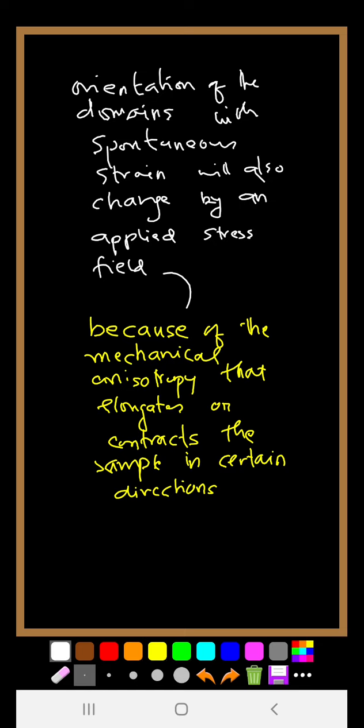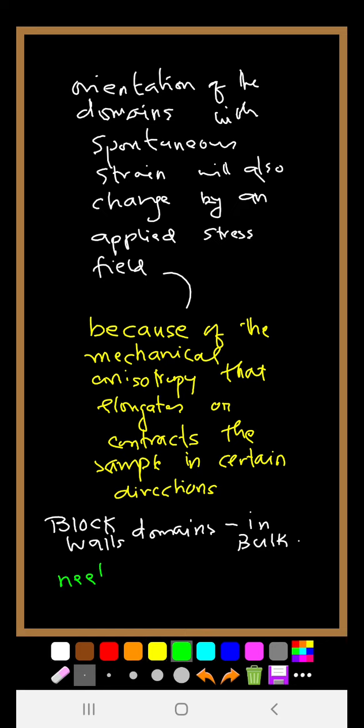So Bloch walls are mainly important in the case of bulk materials. You can see that Bloch wall domains are mainly found in bulk materials, whereas the Néel wall domains are mainly found in thin films.